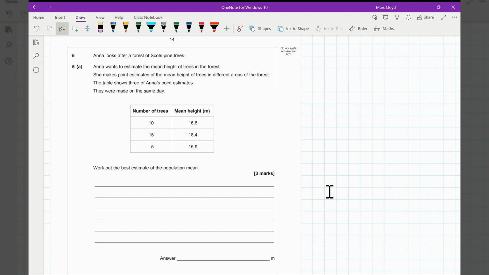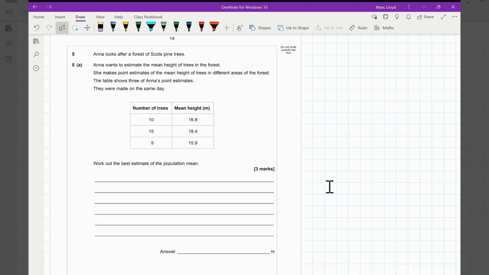Anyway, she wants to estimate the mean height of trees in the forest. Work out the best estimate for the population mean. So we're just going to work out the total of all of it and then work out the mean from there. So we're going to multiply across.